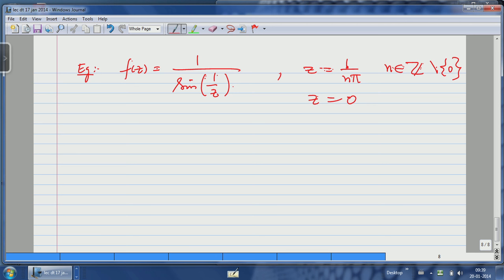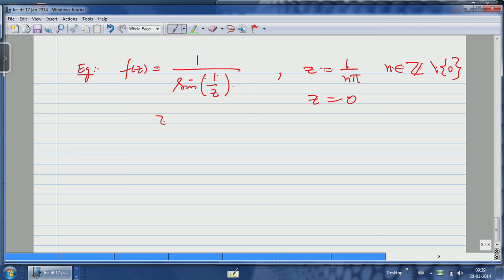Now if you look at it carefully, as n becomes larger in size, 1 by n pi comes closer and closer to the origin. But all these 1 by n pi's for various n, not 0, are isolated singularities. In fact, they will be simple poles, as we will see later. But the origin will be a non-isolated singularity. So here is an example of a function which has one singularity which is non-isolated, and all other singularities are isolated. Okay, so let me write this down.